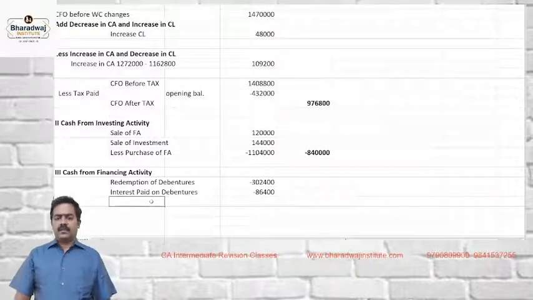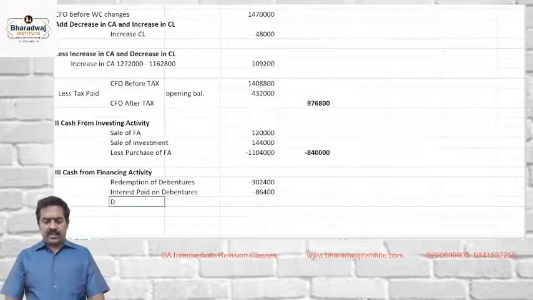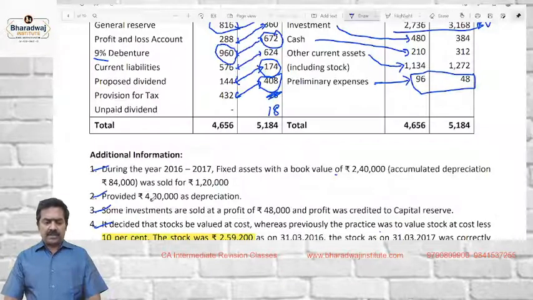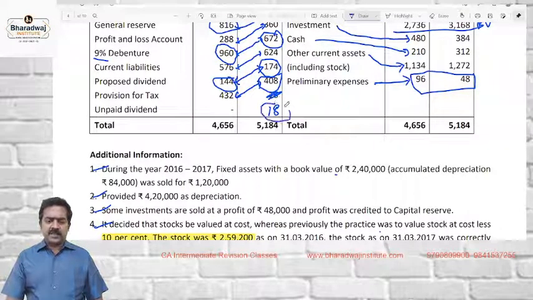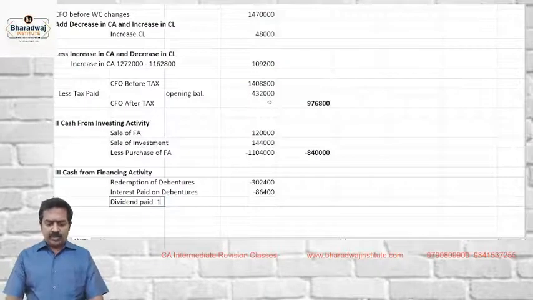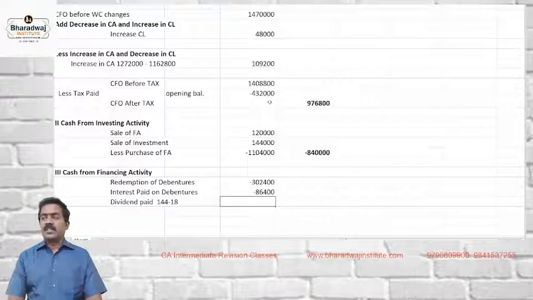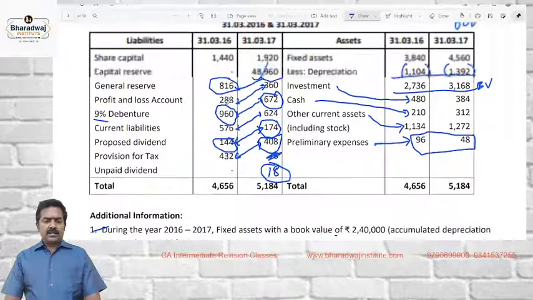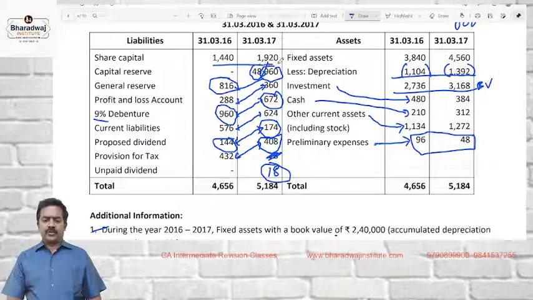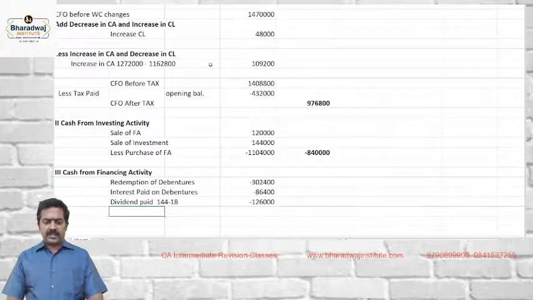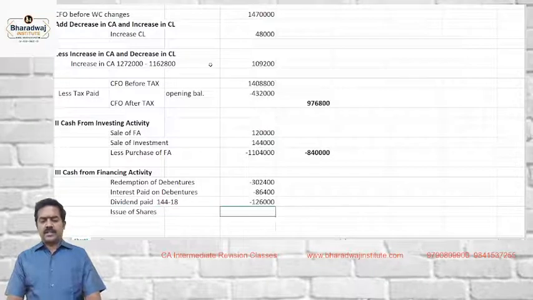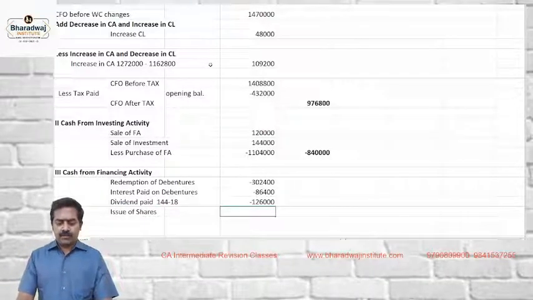Then, what is the next one? Dividend paid. What is the opening balance of dividend given? 144, like, how much is unpaid? 18 is not paid. So 144 minus 18. How much is paid? Then issue of shares are there. 1440, 1920. We have issued shares. How much issue of shares? 4 lakh.